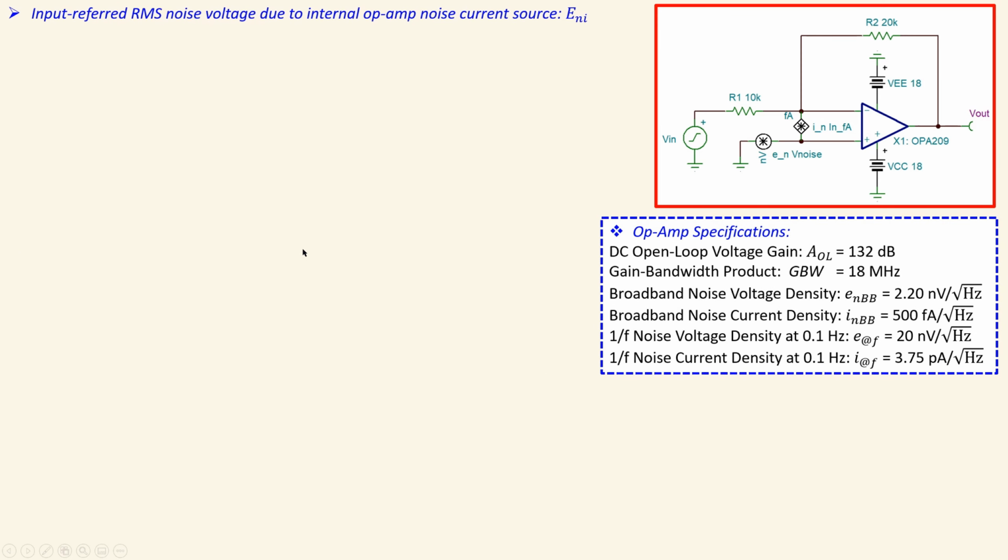Okay, now let's move on with the next one, which is the input referred RMS noise voltage due to this part of the op-amp, which is the internal noise current source. So how do we move on with that part? We calculate the equivalent resistance seen by this source and the noise current source of the op-amp in RMS value. So that is what we need.